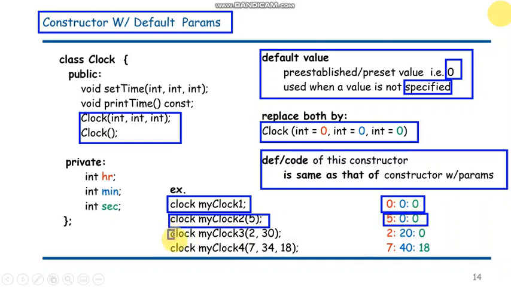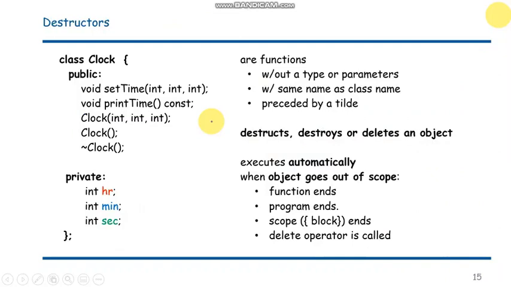The same applies to myClock3. I supplied hour and minute, but I didn't supply seconds, and then seconds is going to be set to a default value. And lastly, if I supply everything, then it is going to set that particular object to 7, 40, and 80. There is another special kind of member function, and this is called a destructor.